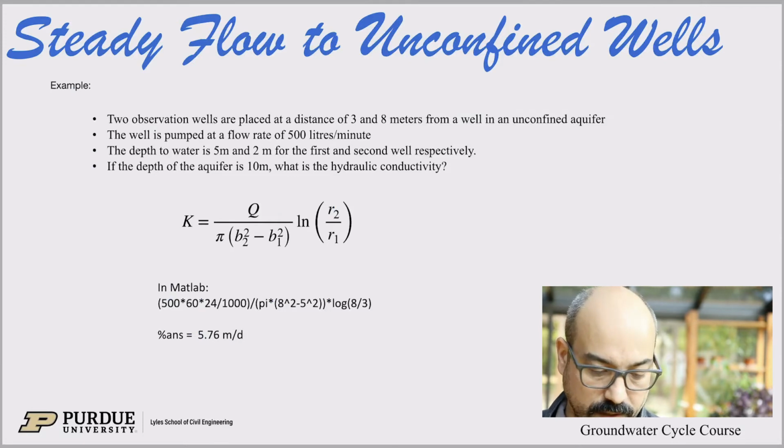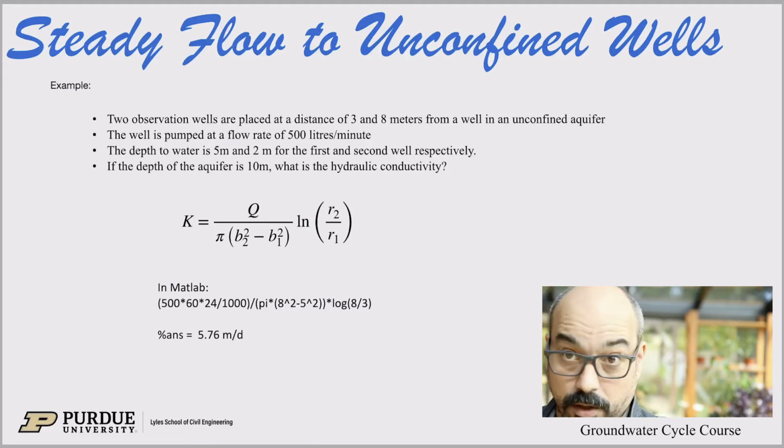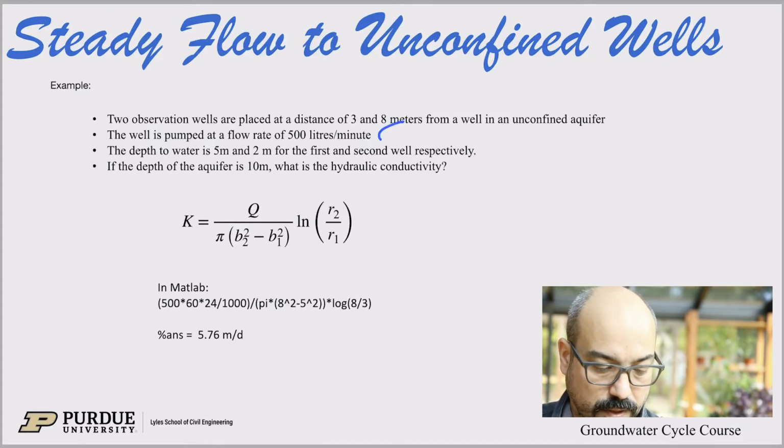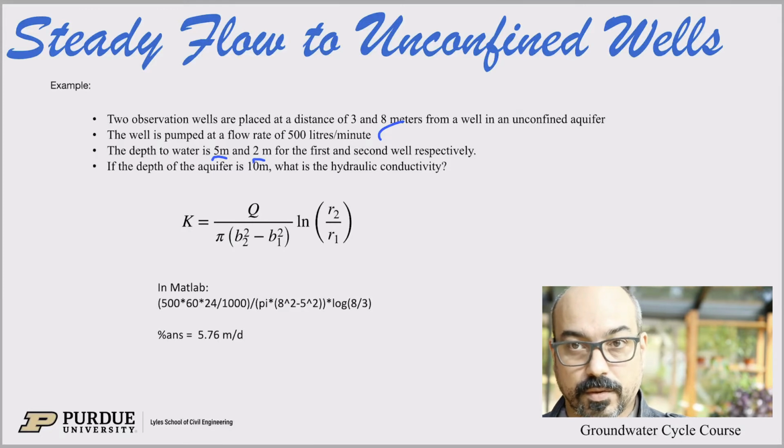So let's say we have 2 observation wells, again, at 3 and 8 meters from the well in an unconfined aquifer, of course. We have the flow rate, we have the depth of the water in the first and second well, respectively. So the depth to the water, right? So now we're looking at the drawdown, basically, in those observation wells, not the depth of water from a datum, right? So this is really important.